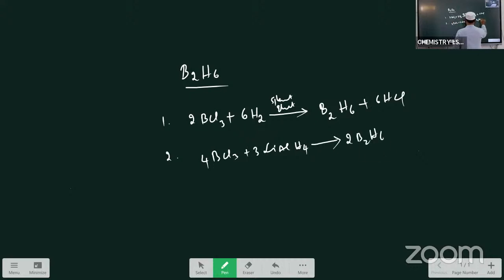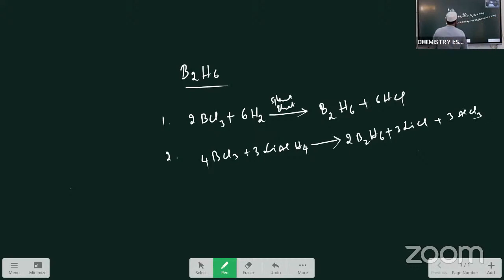2B2H6, diborane form हो गया यहाँ. The remaining is 3LiF. यहाँ पे अगर F नहीं रहा तो ये LiCl आ गया. और नेक्स्ट फिर उसके बाद में 3 AlCl3 फॉर्म होता. This is the reaction. ये दो reactions याद रखिए भाई diborane के preparation में.